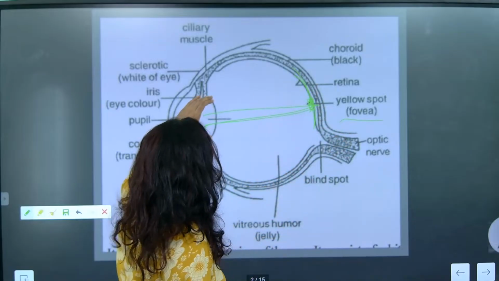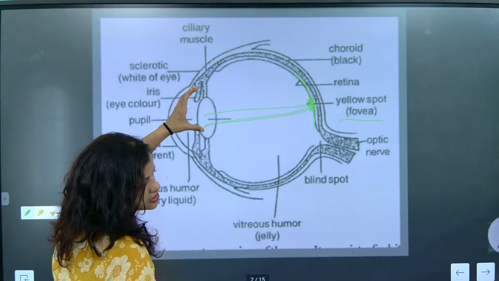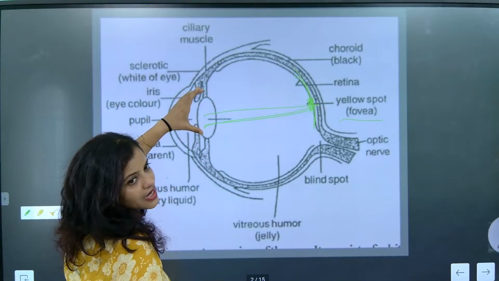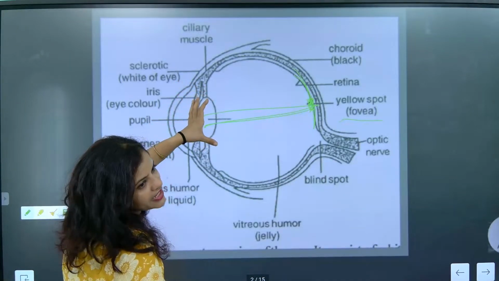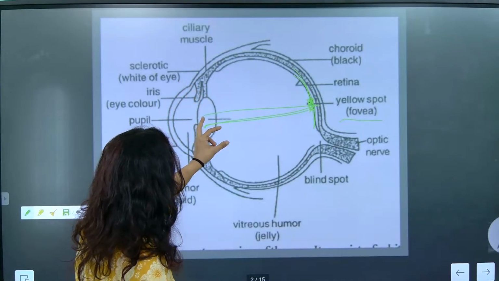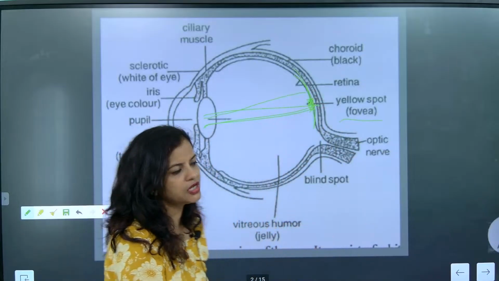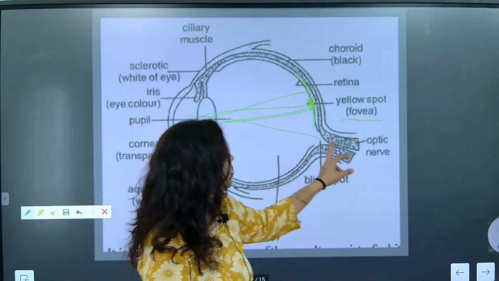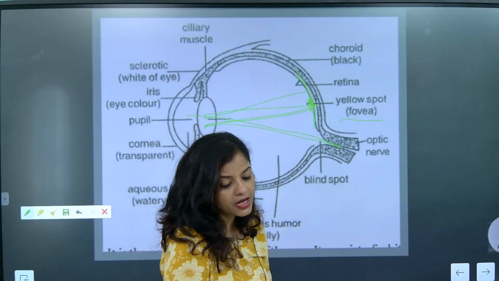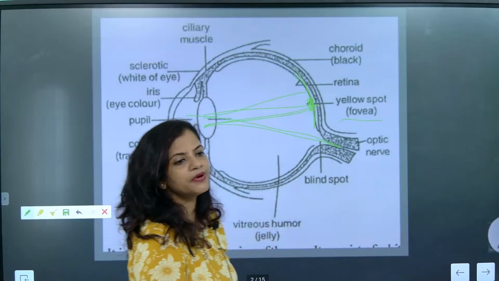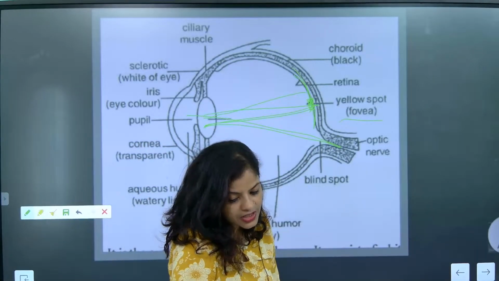But if lens will get disturbed, if lens location will get disturbed, what will happen? If because of some accident or something, the lens location will get disturbed, after that this image will not be falling on the yellow spot retina section. And if it falls on the optic blind spot, then there will be no image. The person will become blind. Ashish, bingo. Vision lost. Ranjit, absolutely correct.